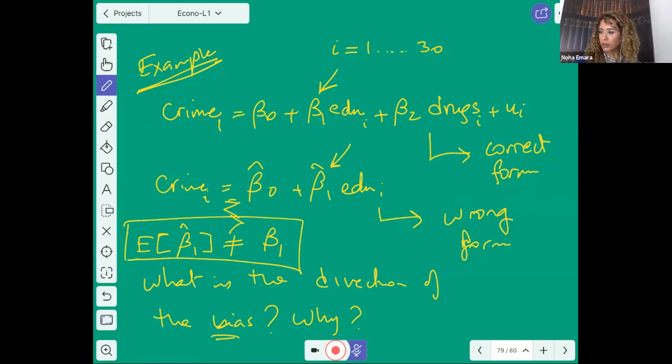There is no test, as we did for the heteroscedasticity and multicollinearity, on which we can say that I have a test to determine whether I have an omitted variable bias. It all depends on how you study your model.